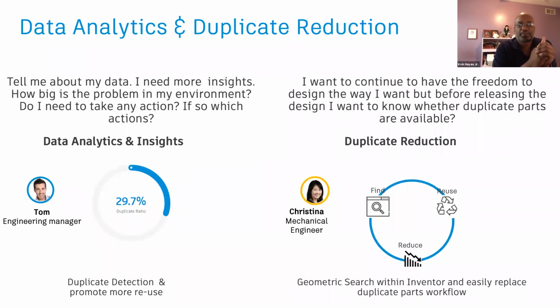The other person is Christina, a mechanical engineer. She has to look at duplicate reduction as well, and see, while she's in design mode, what she can do to make sure she's not creating new geometry when that geometry already exists in Vault. She wants to make sure her designs are using existing things and not creating duplicates.